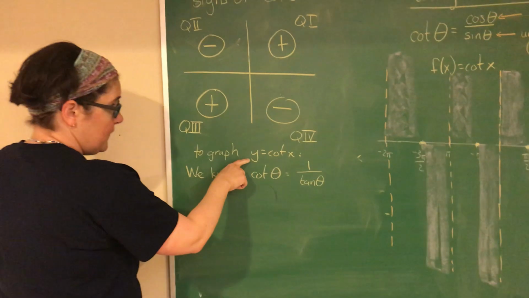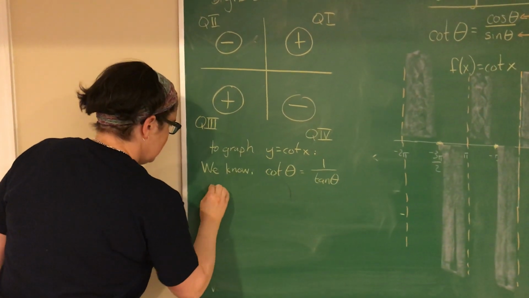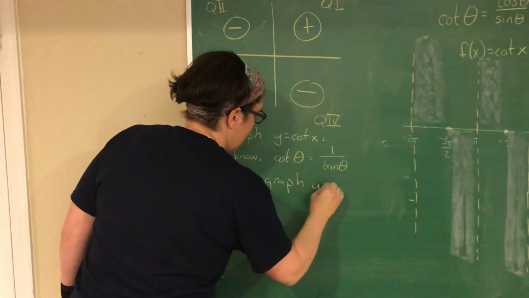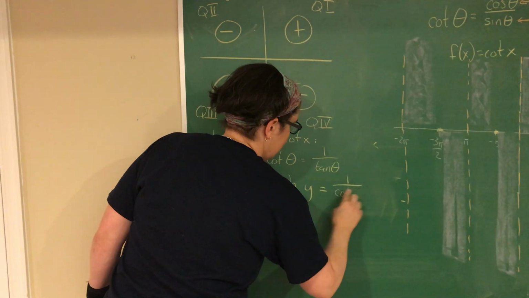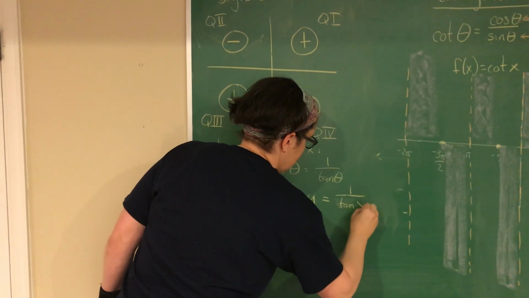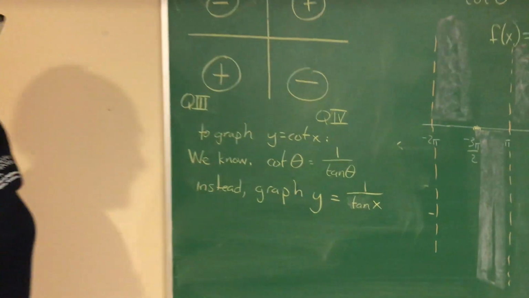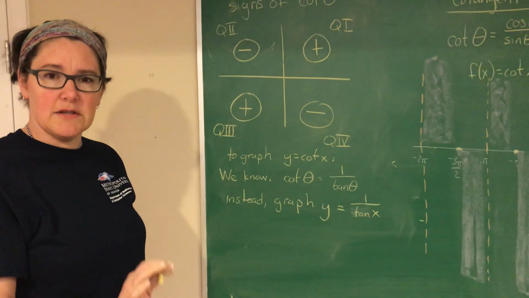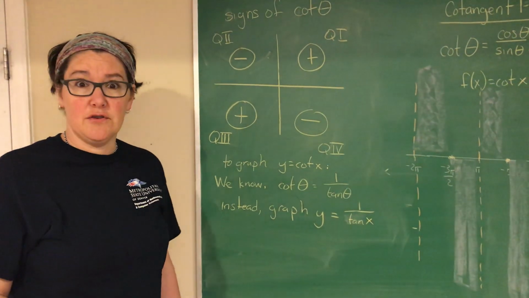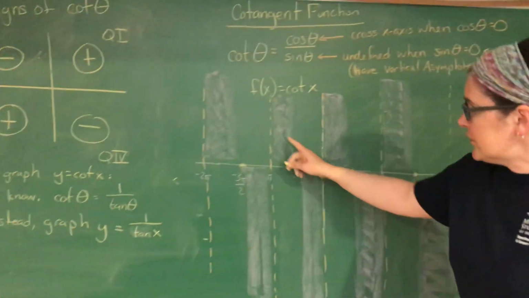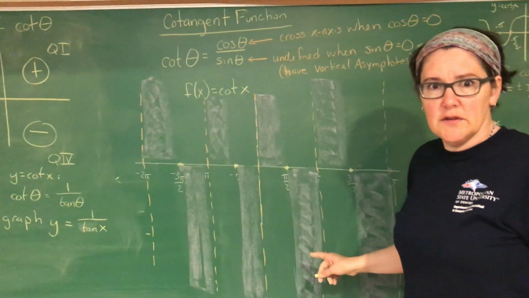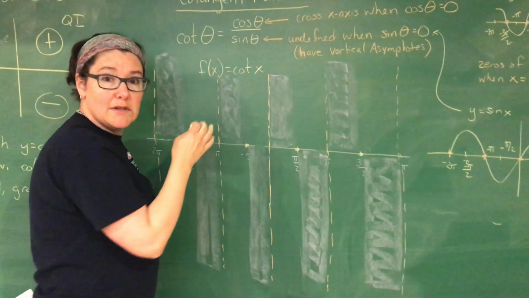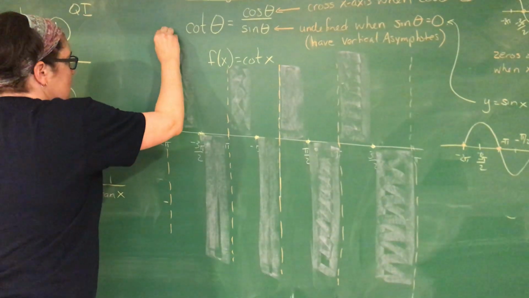So that means to graph y equals cotangent of x, instead graph y equals 1 divided by tangent of x. And if you do that on your calculator, and I would encourage you to pause and graph that and see what happens, but here's the picture that I think you should get. Your picture should show up in the shaded regions, should cross the x-axis at the dots, and have vertical asymptotes. To make that happen, here is what the shape should look like.